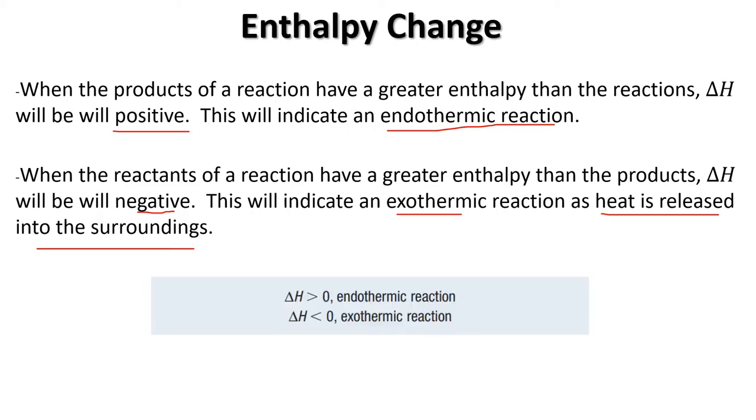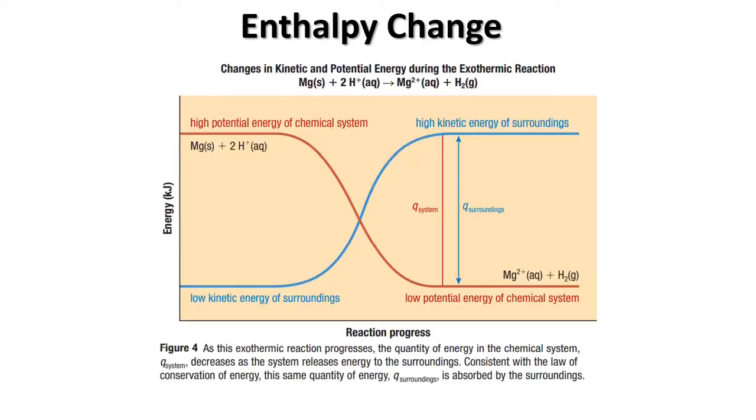And then here's these values again just written. So when your delta H is greater than 0, it's endothermic, and when it's less than 0, it's exothermic. So here's just an example from the book. You've got a reaction here. This is an exothermic reaction, so your heat is dropping.